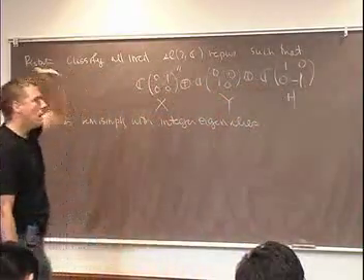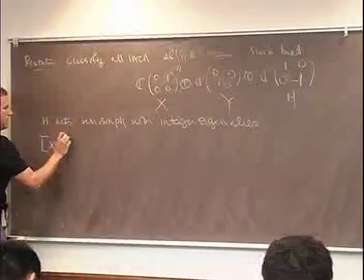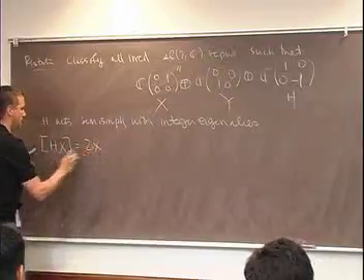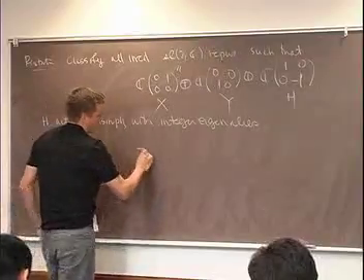Let me just write down the commutation relations that you know. [H,X] is 2X, [H,Y] is -2Y, and [X,Y] is H.